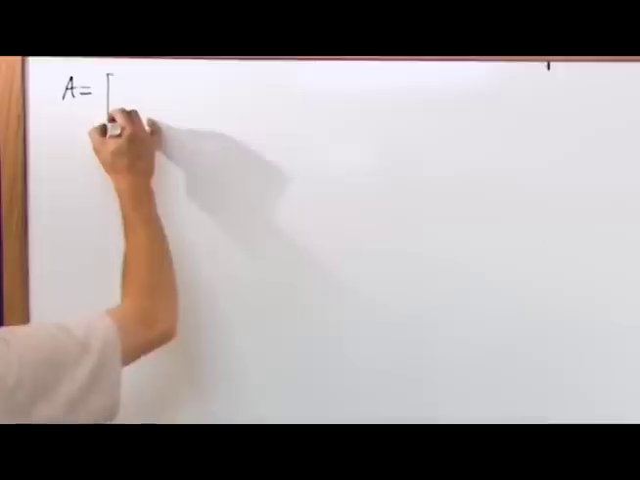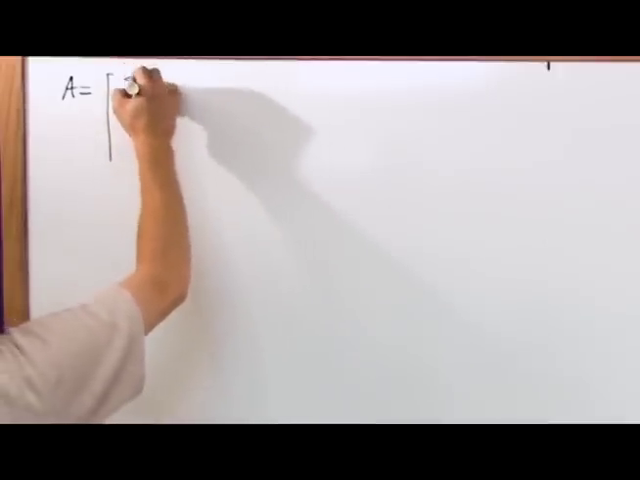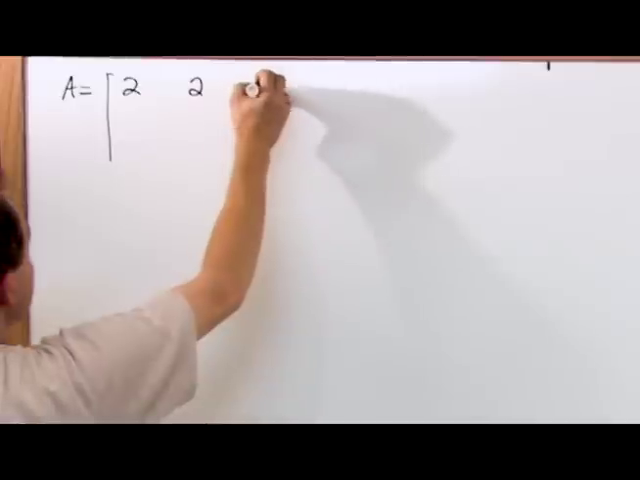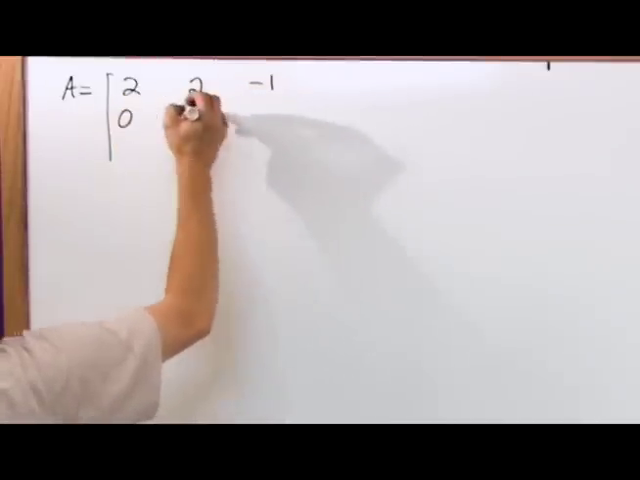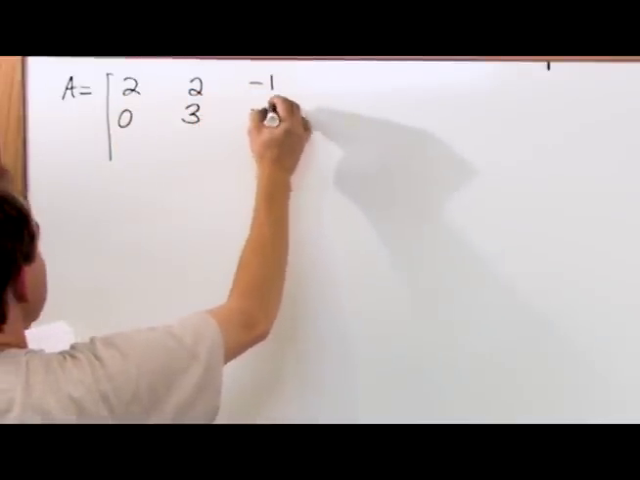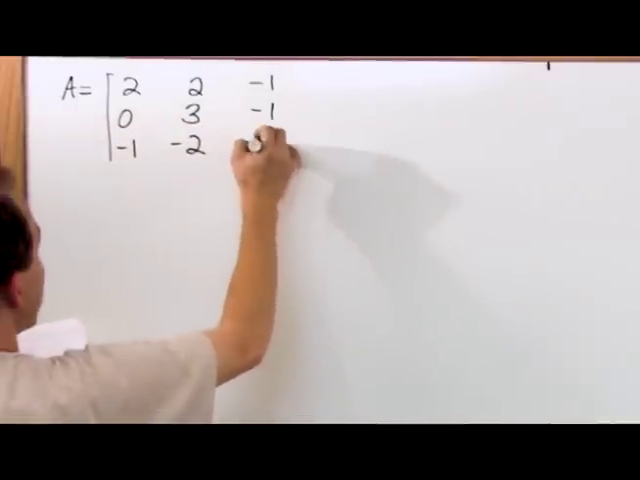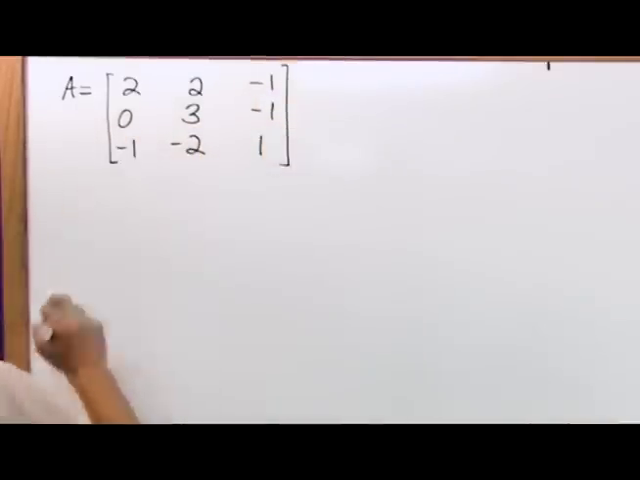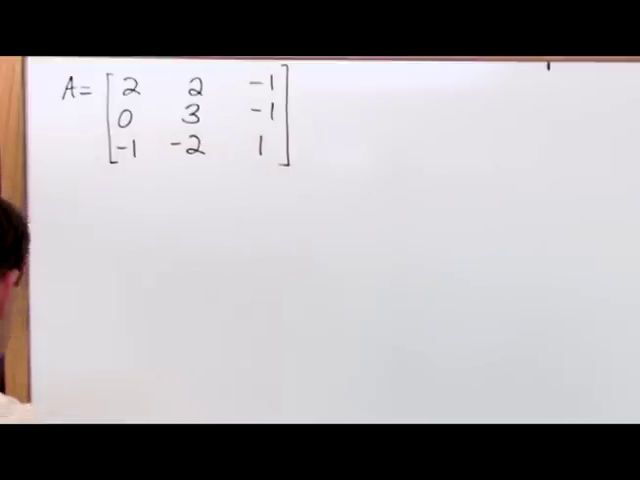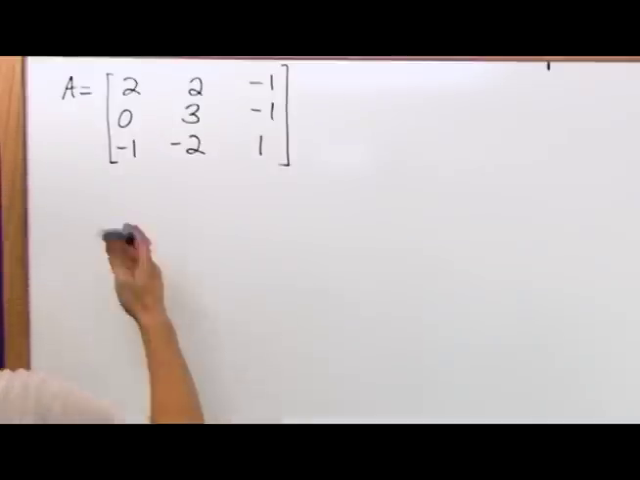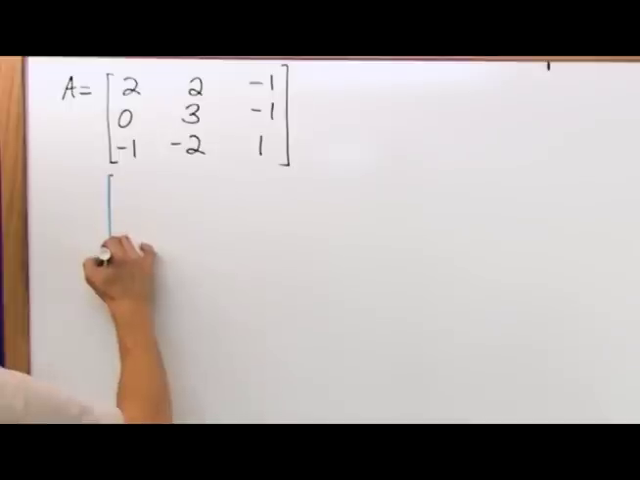Okay, so the question is, here's the problem on your test. And it says, here's a matrix, find the inverse. 2, 2, -1, 0, 3, -1, -1, -2, 1. Okay? And that is the matrix, and you're asked to find the inverse. So the very first thing you do is you just literally rewrite this thing again.